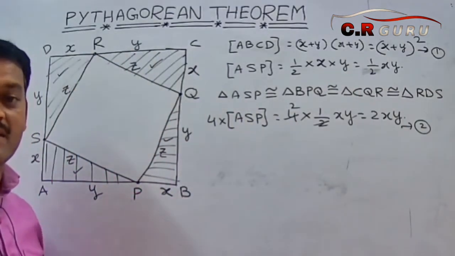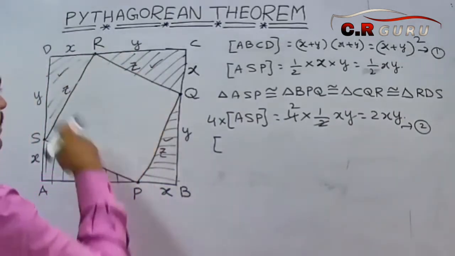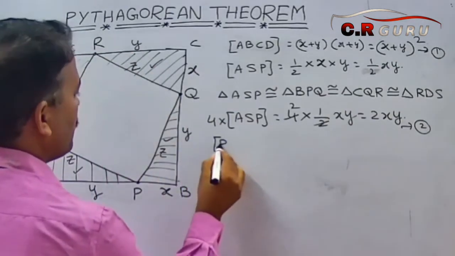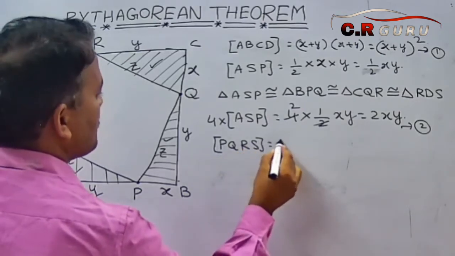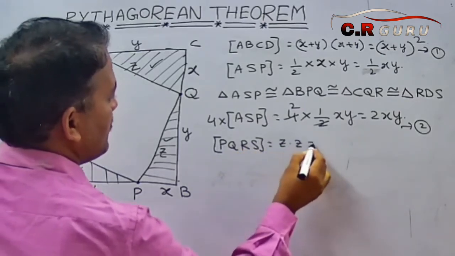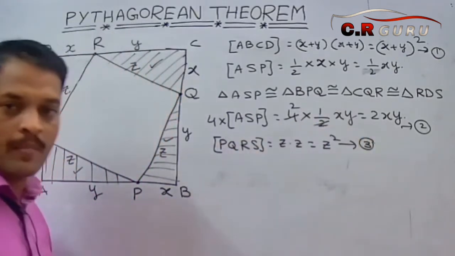Clear everybody? Next, I want the area of the square inside, PQRS. The area of square PQRS is equal to its side z into z, which is z square. So this is equation number 3.